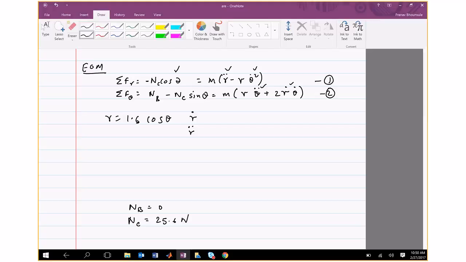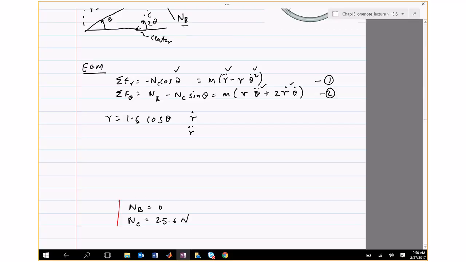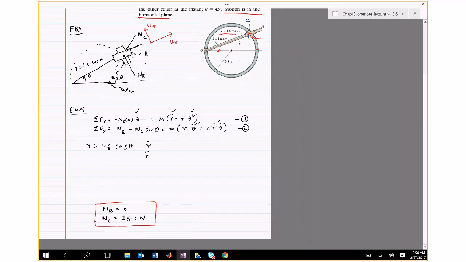So because NB is 0, don't be fooled into thinking that it's going to be 0 all the time. It might be 0 at this particular instant, but after moving a little bit, the force might turn out to be non-zero. So it's not always true. It's not always equal to 0. Okay, so I'll see you on Wednesday.